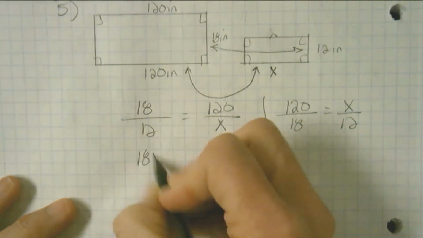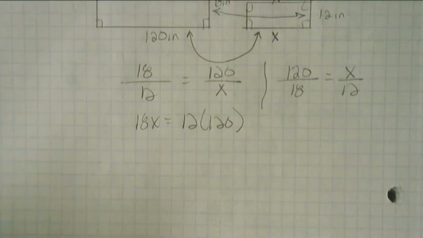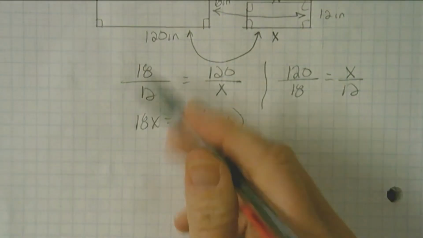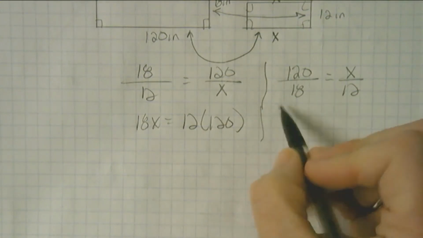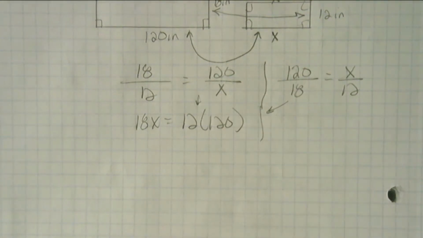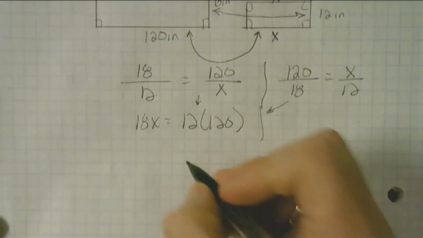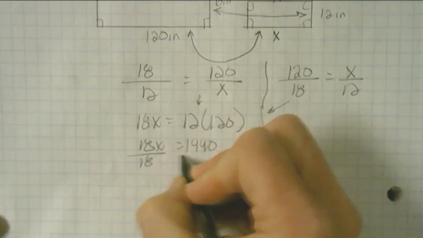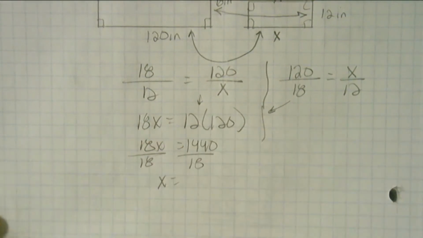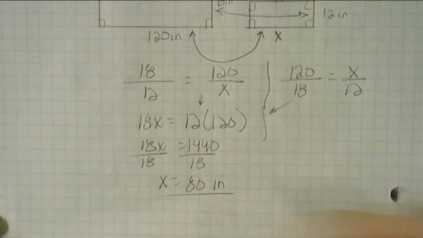So I have 18 times x is equal to 120 times 12. Now you could have divided out common factors between the 18 and the 12 if you wanted. I just wanted to show you that these two would be the same thing. All right, so if I have 120 times 12, I end up getting 1,440 is equal to 18x. Divide each side by 18, and I get x is equal to 80 inches.